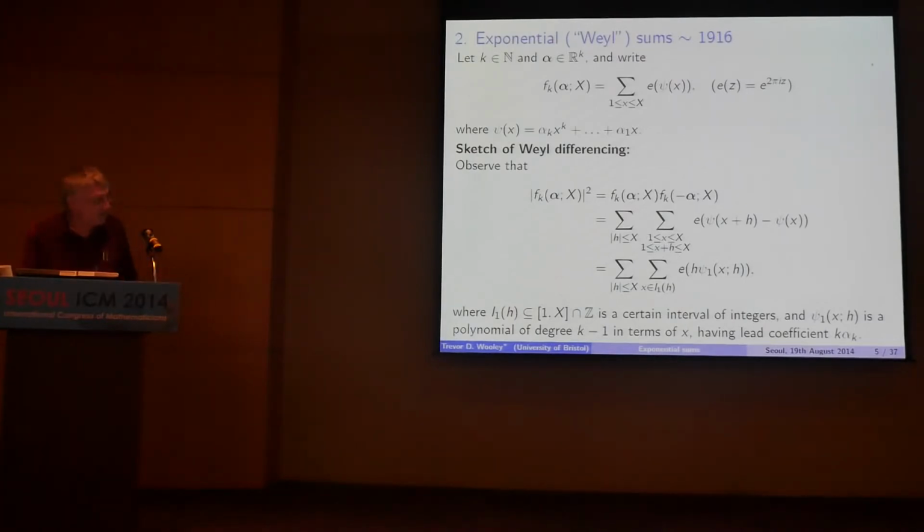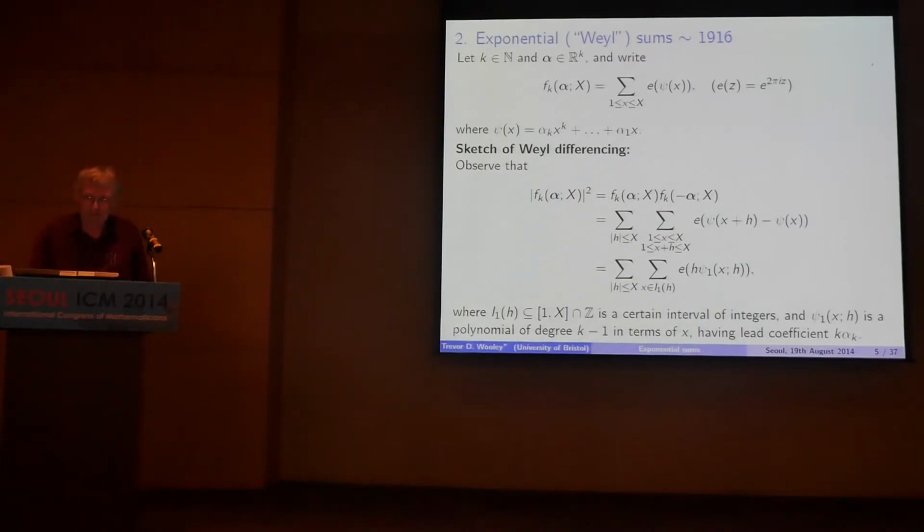And so if I write down what this difference is between the two values of this polynomial, it factorizes with an obvious factor of h and some lower degree polynomial. So if c had degree k, then this polynomial here has degree k minus 1, so it's simpler. If I started with a polynomial of degree 2, then down here I'd have a linear polynomial in x, and you can imagine that I can estimate that, and then get back an estimate for the original exponential sum.